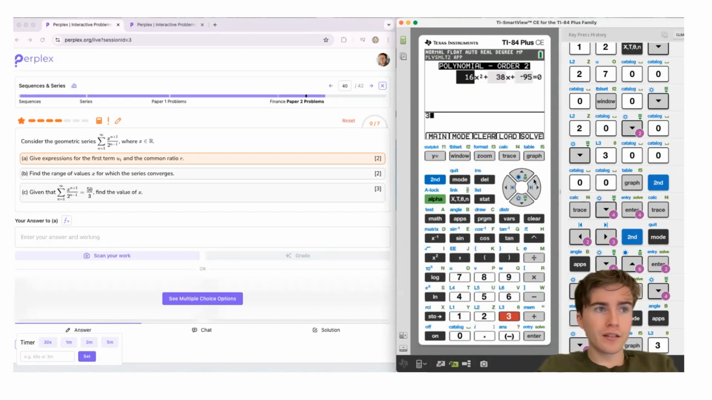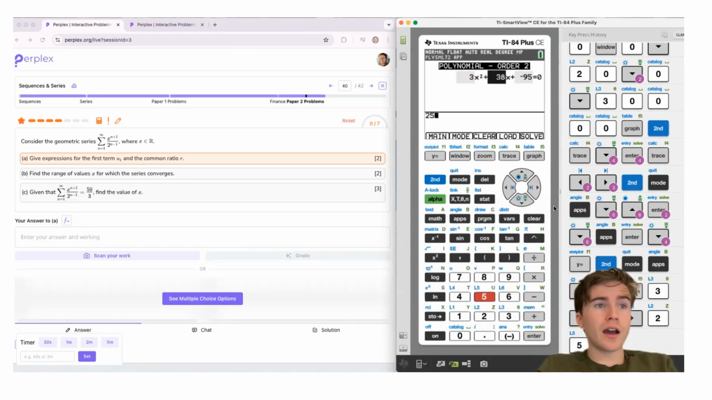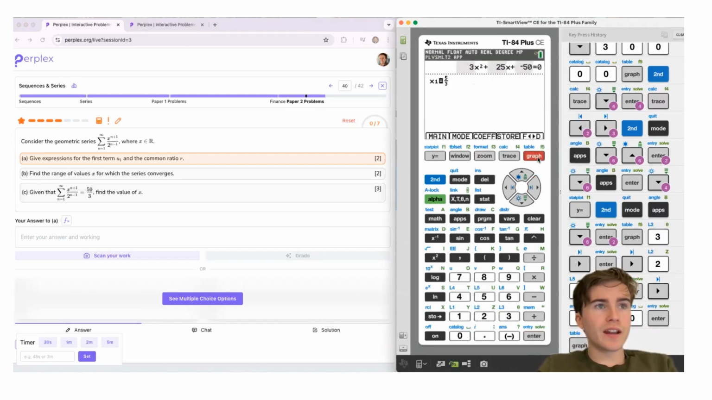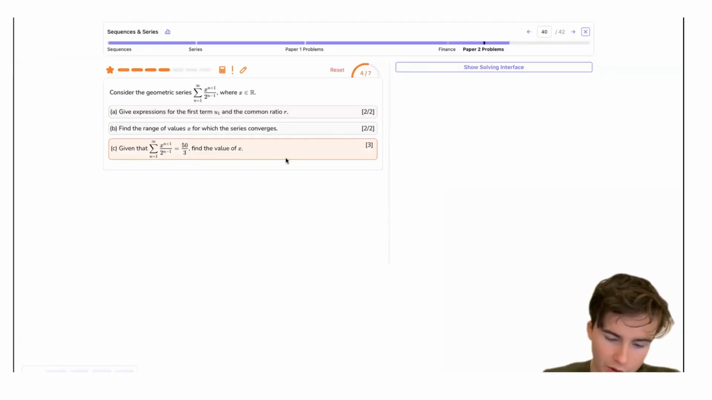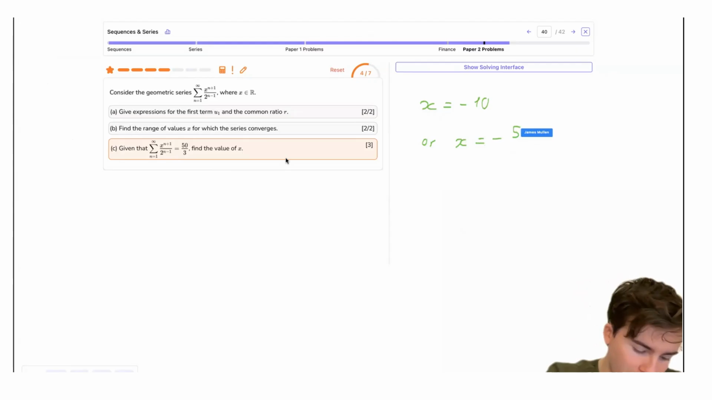And I had 3, I believe, then 25, minus 50. And if I solve it, I find 2 roots. I find 5 over 3 and negative 10. So let's go back to the problem and write down what we just found out. Okay, we found out that x, not r, x is either equal to negative 10 or x is equal to, sorry, positive 5 over 3.